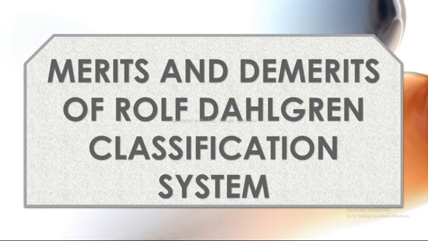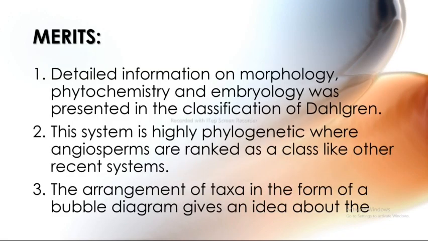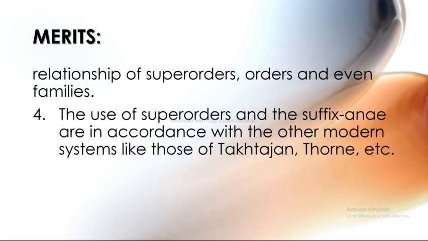So next I am going to discuss the merits and demerits of the Rolf Dahlgren classification system. First of all, I will discuss the merits of his classification system. First is the detailed information on morphology, phytochemistry and embryology presented in the classification of Dahlgren. And the second, the system is highly phylogenetic, where the Angiosperms are ranked as a class like the other recent systems. Third, the arrangement of text in the form of a bubble diagram gives an idea about the relationship of superorders, orders and even families. Fourth, the use of superorders and the suffix "iflorae" are in accordance with other modern systems like those of Takhtajan and Thorne, etc.